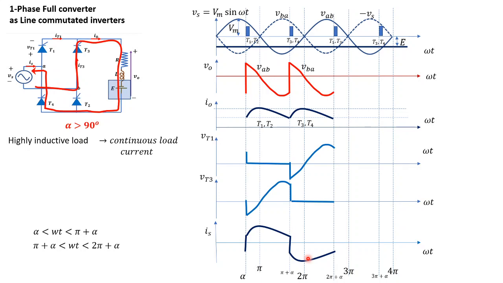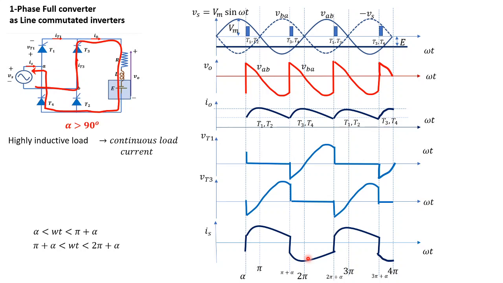And this operation would repeat for remaining cycles also. So that is 2 pi plus alpha to 3 pi plus alpha. So once again T1, T2 are going to conduct, and in the next cycle T3 and T4 are going to conduct, and so on. So the case would be the same for 0 to alpha.